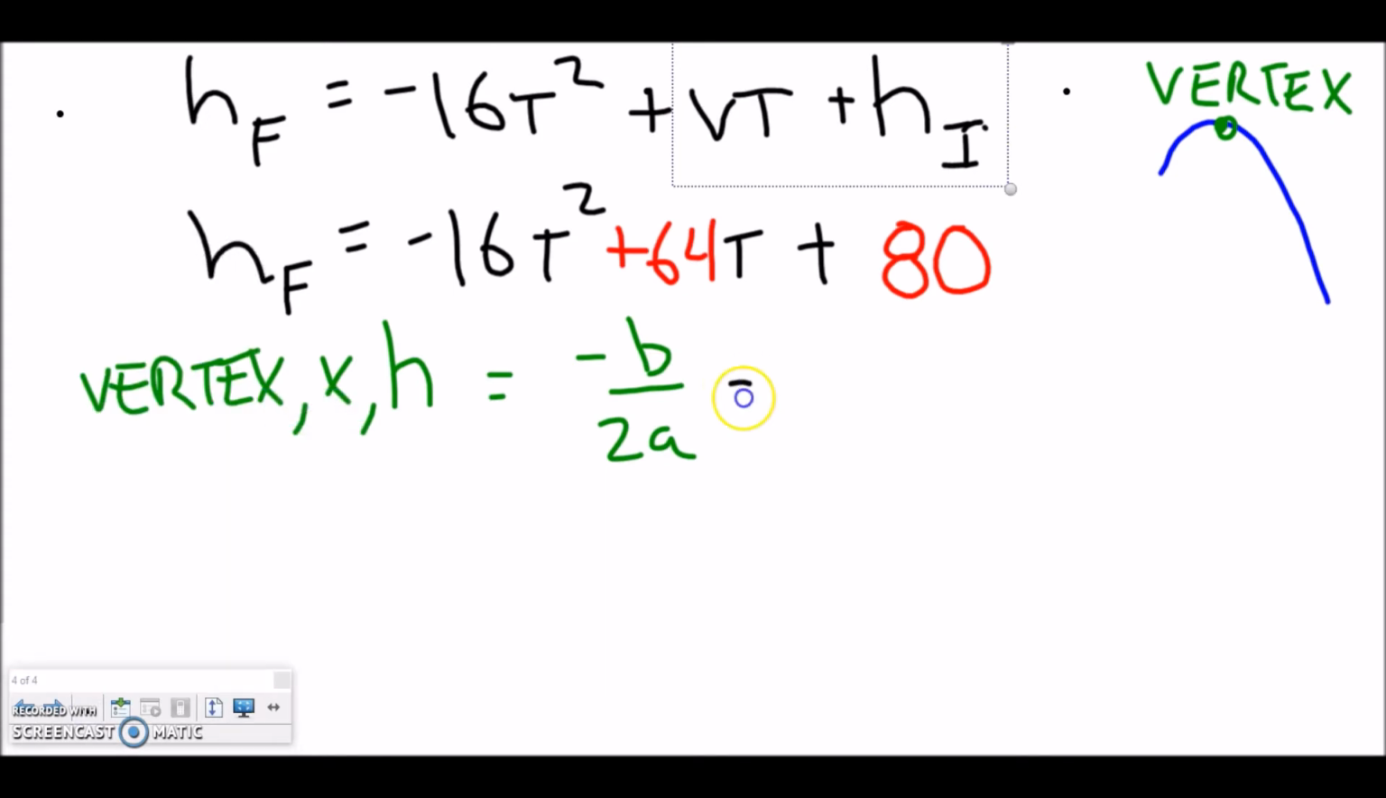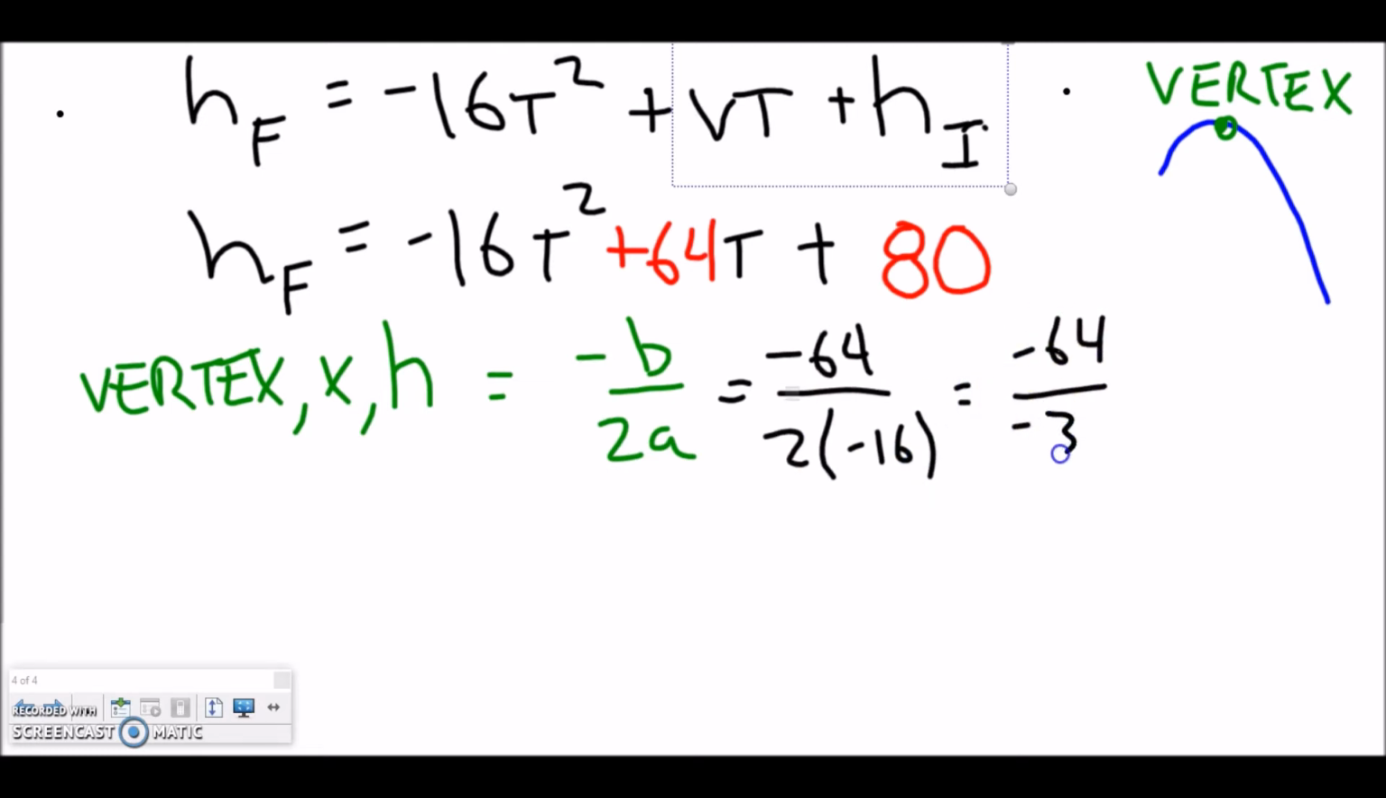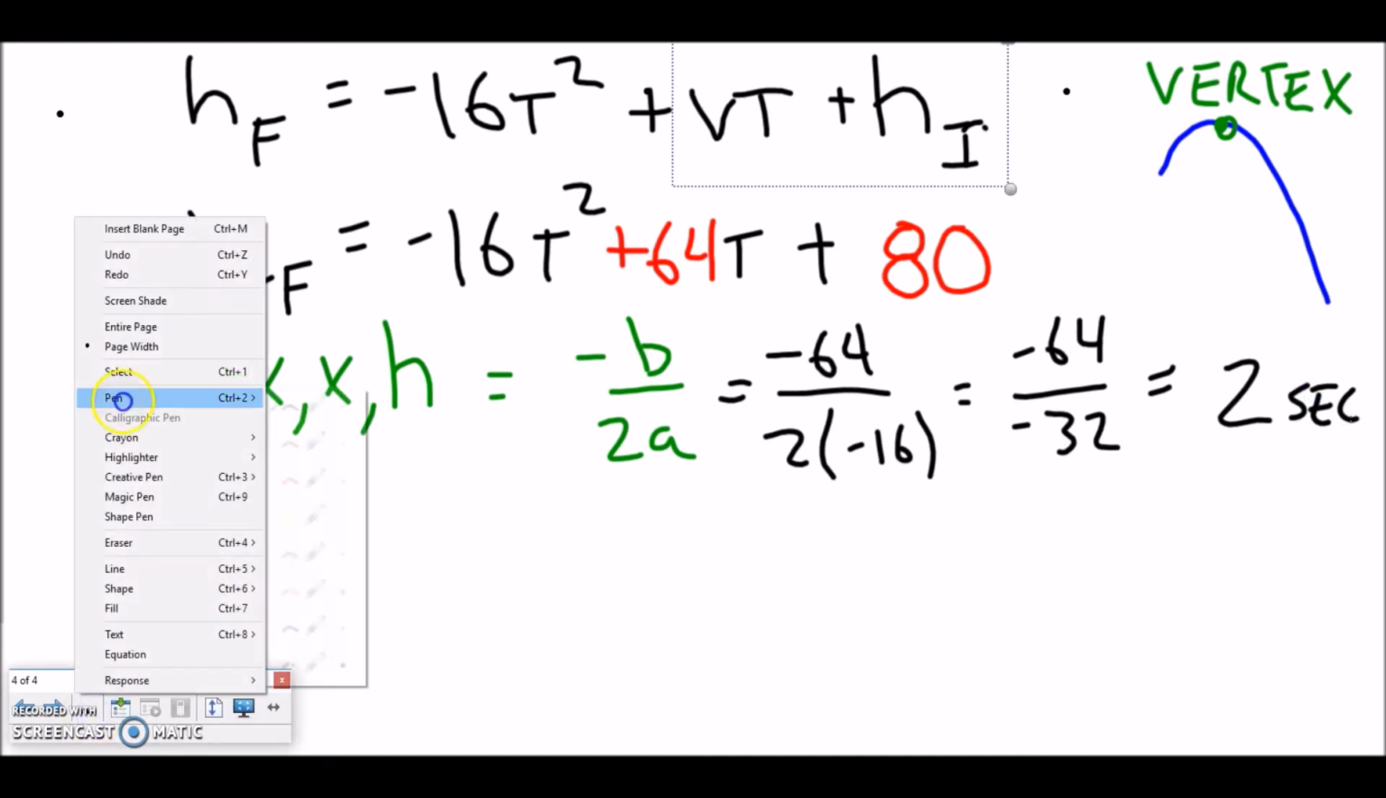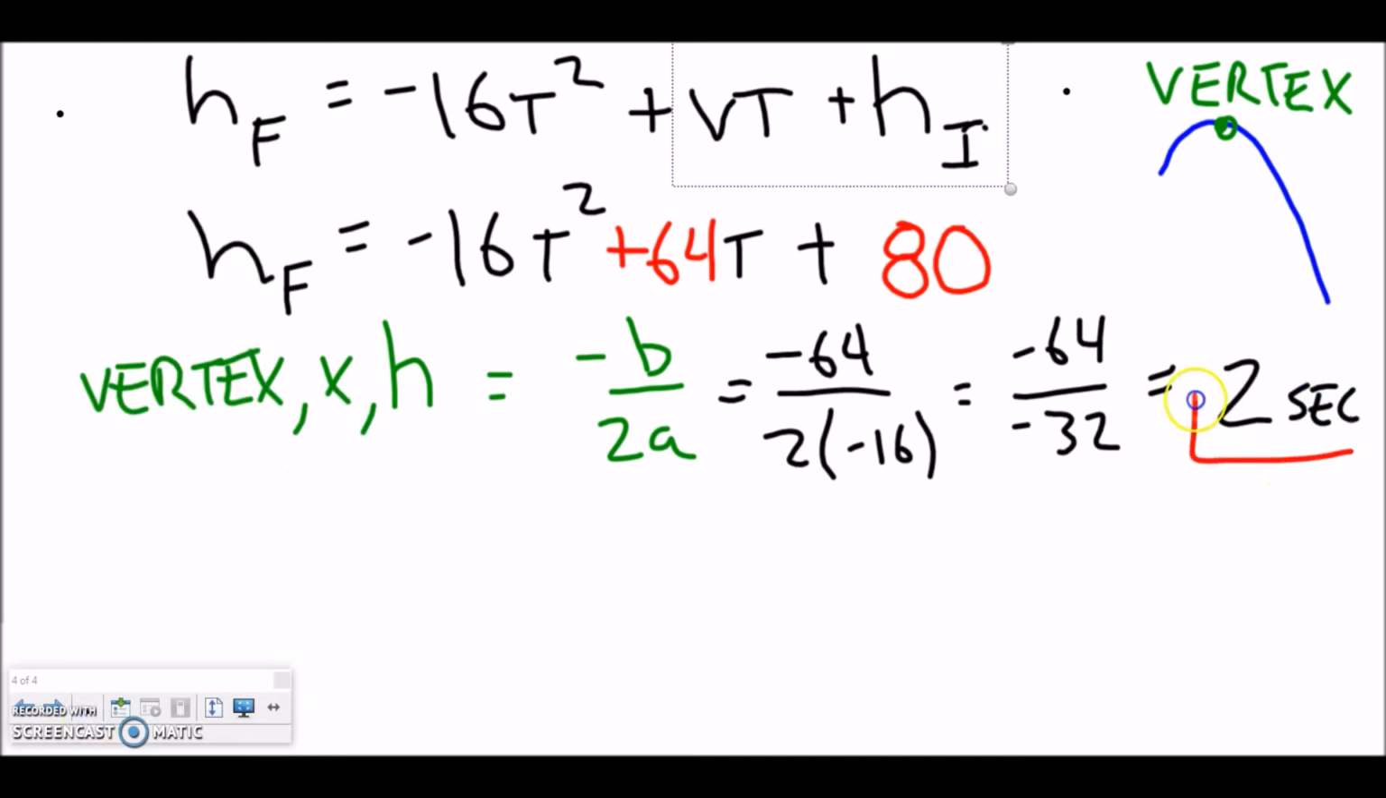Now we can substitute in some numbers. B would be positive 64, so let's put a negative out in front, and A is negative 16. That's just negative 64 over negative 32, and that divides out to 2. And since we're talking about time, we're saying seconds. So it will take 2 seconds for our baseball to reach the top of its parabola, or its arch.